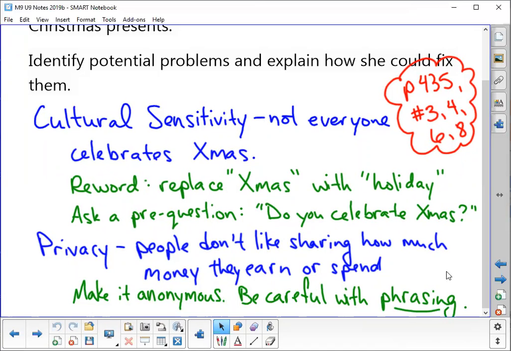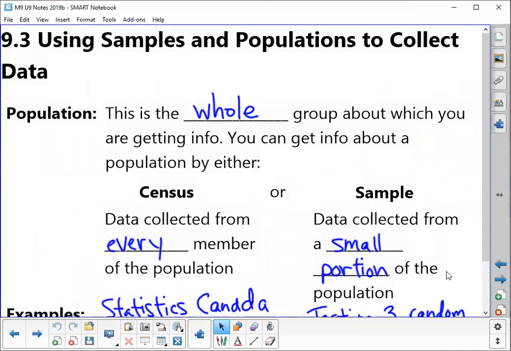And so you can see the practice assignment there, page 435, questions 3, 4, 6, and 8. And I think that's it. And then we go into data collection and using samples.